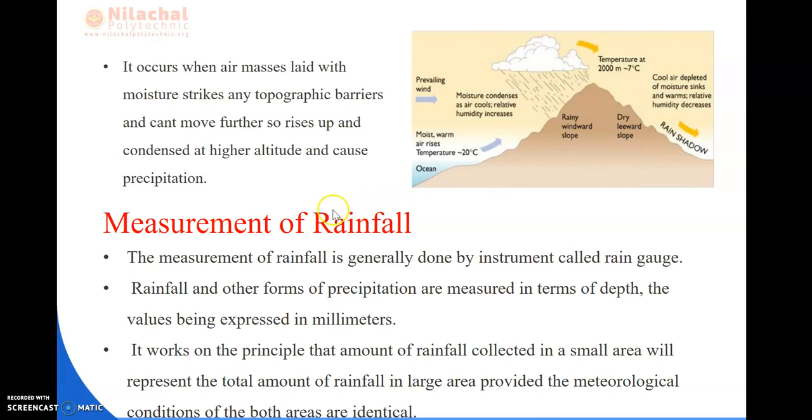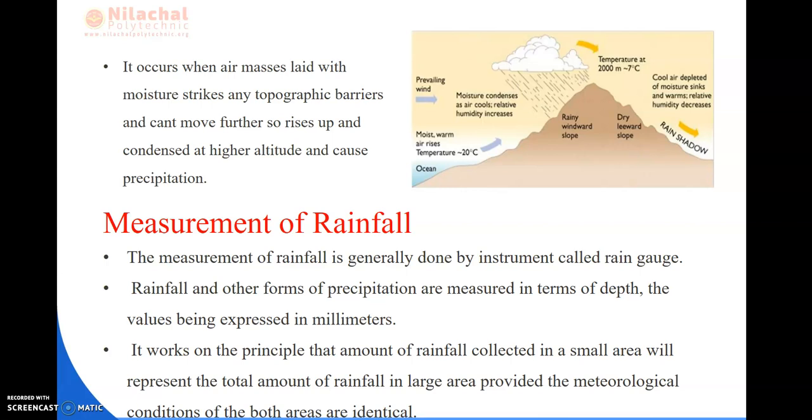Next is measurement of rainfall. How can we measure the rainfall? There is one instrument to measure rainfall, known as the rain gauge. The measurement of rainfall is generally done by an instrument called a rain gauge, and rainfall is expressed in millimeters. It works on the principle that the amount of rainfall collected in a small area will represent the total amount of rainfall in the large area, as provided by the meteorological department for both areas.